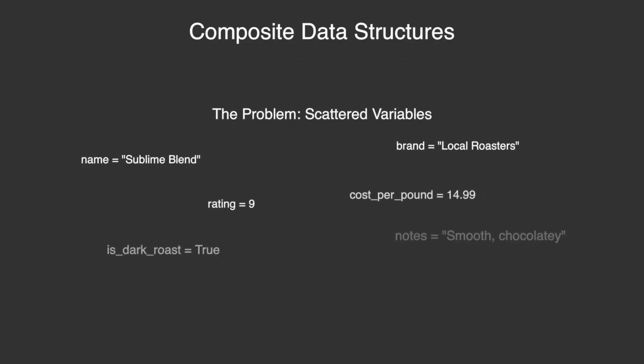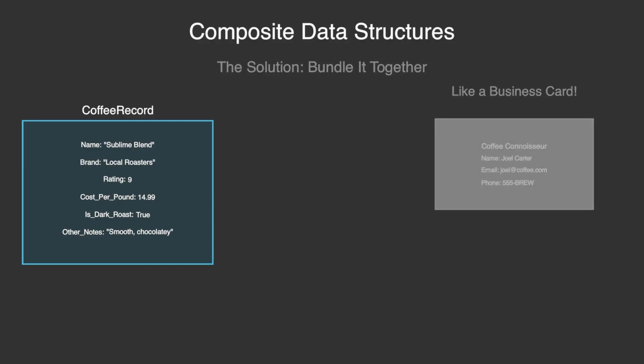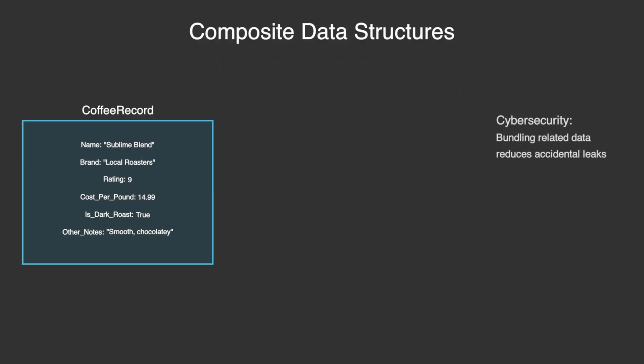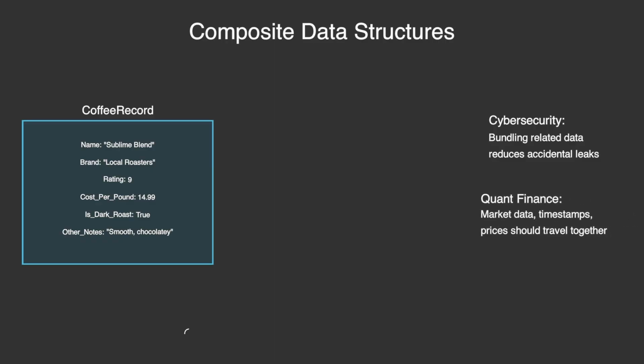But why does this actually matter? Well, because passing one object is safer than passing six loose variables, and bundling related data reduces accidental leaks. If you're thinking about this from a quant insight, market data, timestamps, prices, and metadata should travel together, because oftentimes that tells you some signals on what you should and should not buy. All in all, to enforce data integrity, you want to use a composite data structure.